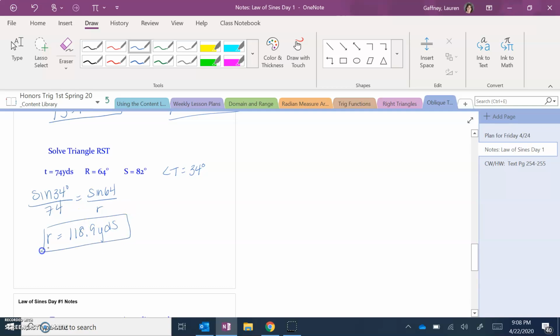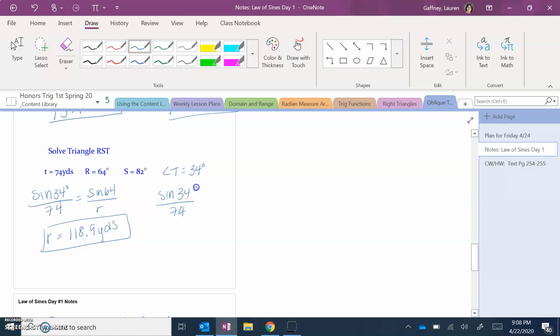Okay, so once again, we were given two angles. We can easily find the third. So now this is the relationship we're going to start with that we know. Sine of 34 over 74, they're the side length and angles that go together. I'm going to go for R next. Sine of 64 over R, cross multiply and solve, and you get 118.9.